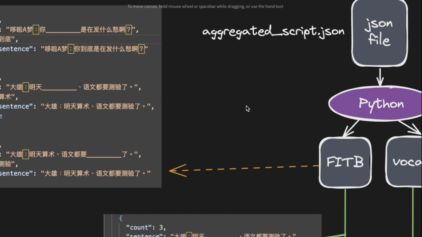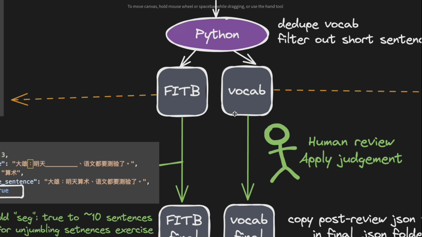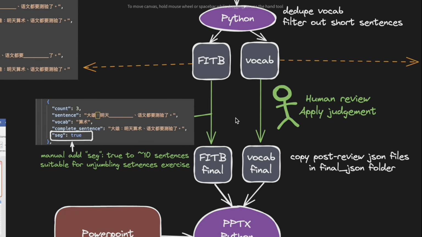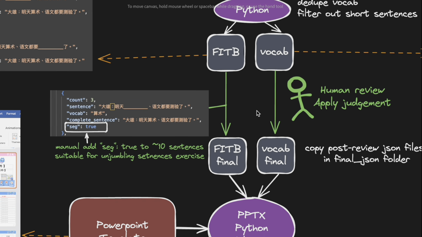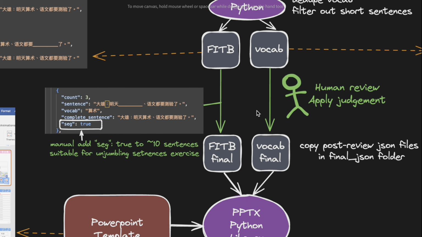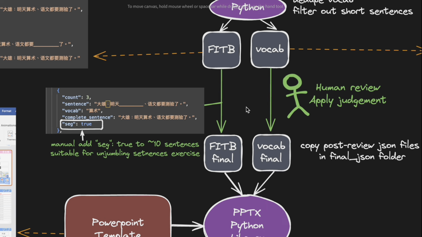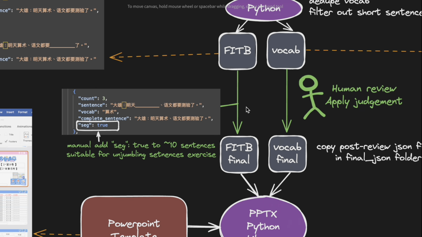Right, so at this human review stage, the other thing that we need to do is there's also a type of exercise in the PowerPoint deck which involves a jumbled sentence, a sentence that's broken up into fragments and jumbled, and then the kid needs to reorder and piece that sentence back together. Not every sentence is really appropriate for that kind of exercise. And in our deck, we only want 10 of these sentences.